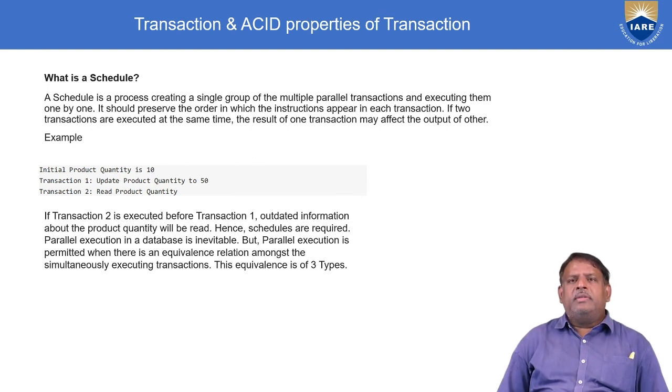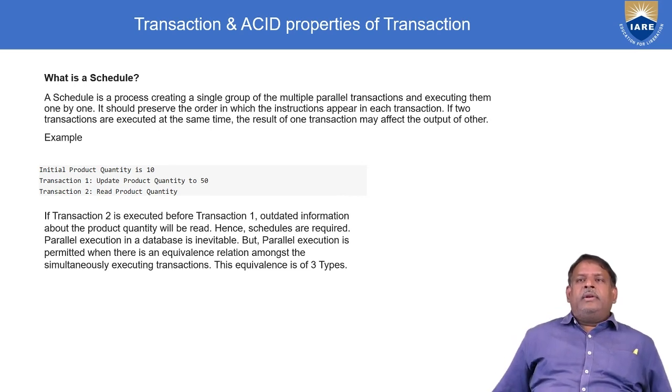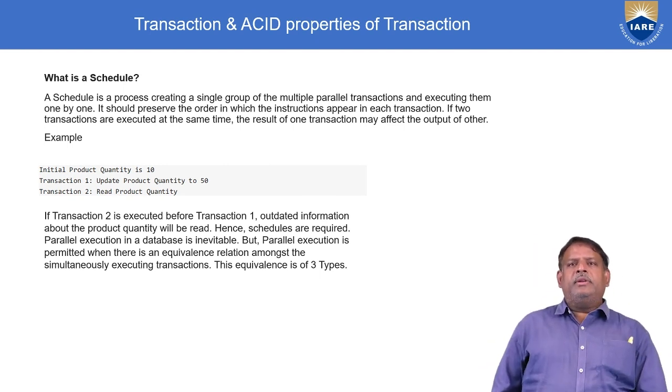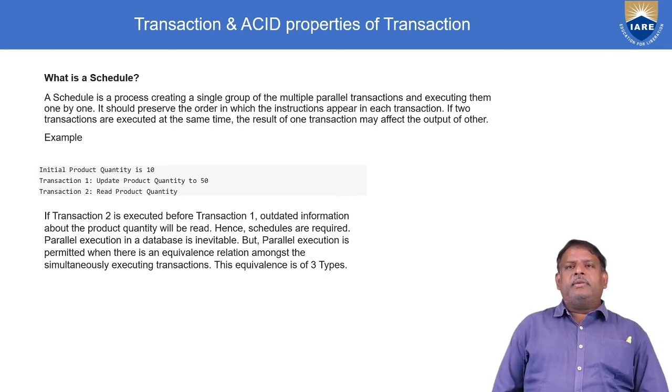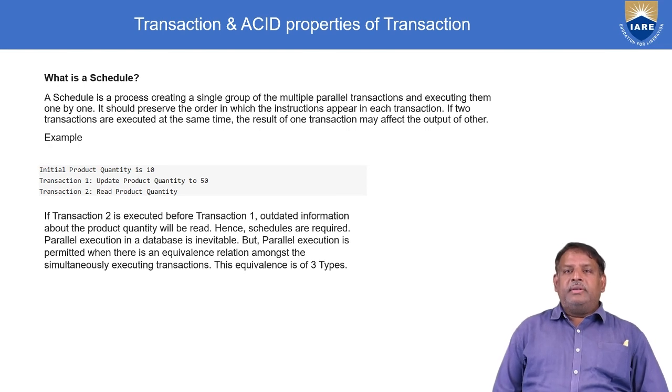If the two transactions are executed at the same time, the result of one transaction may affect the output of the other. For example, the initial product quantity is 10. The transaction is to update the product quantity to 50. Next transaction is to read the product quantity. If transaction 2 is executed with transaction 1, outdated information about the product quantity will be read. Hence, the schedules are required.